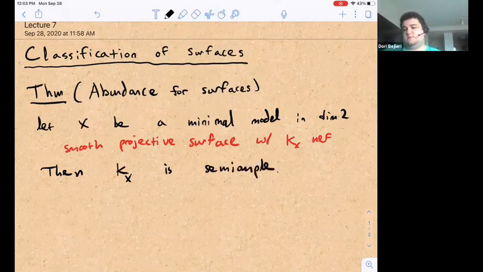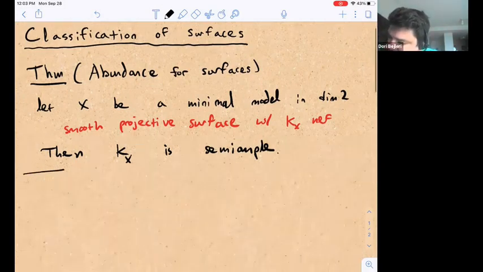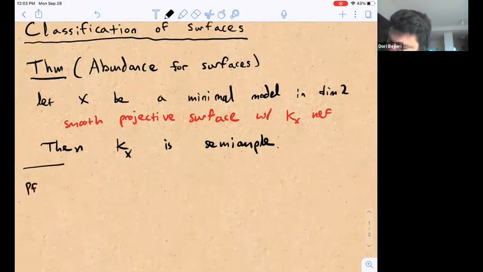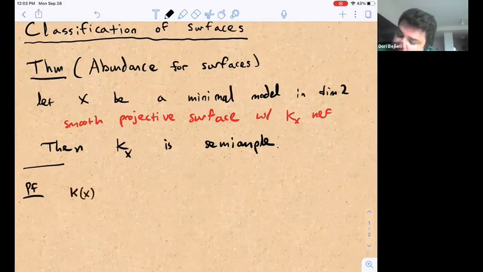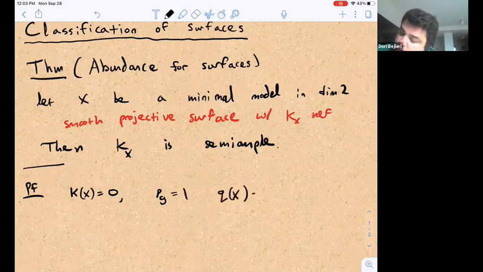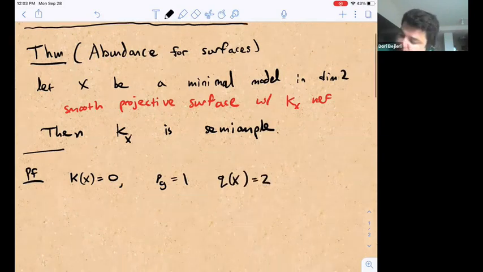And for the proof of this, we went through all the different cases with the possible Kodaira dimensions and had to do different things in each case. At this point, we were on the last case, which was the case of Kodaira dimension 0. The genus is 1, and the irregularity was 2. Okay, and then in this case, the Euler characteristic was 0.